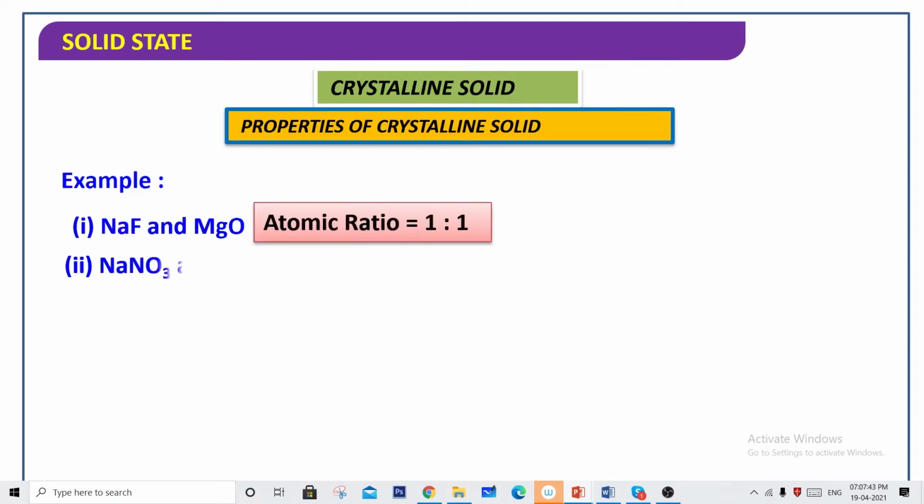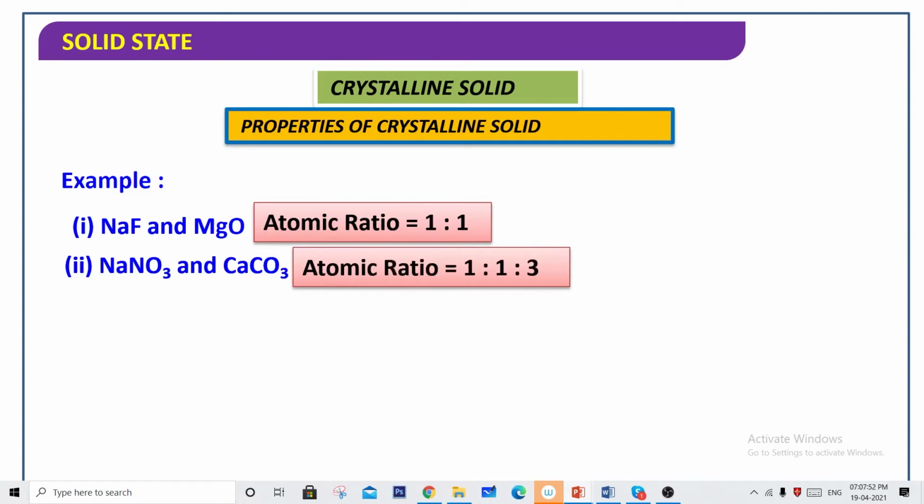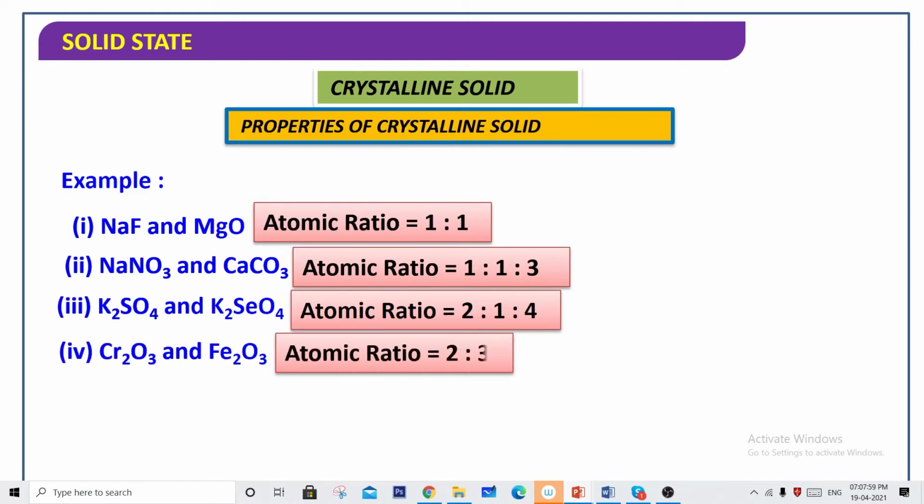Like NaF and MgO, the atomic ratio is 1:1, and they have the same crystal structure. Sodium nitrate and calcium carbonate have the same type of composition and the same type of structure. So these are showing isomorphism.